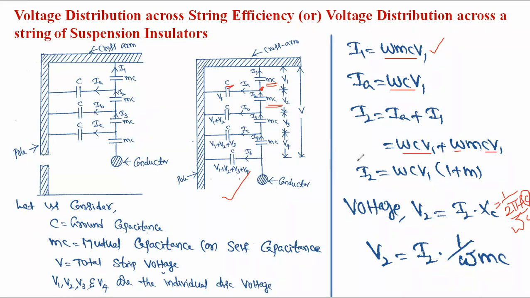Now, we already know the value of I2. What is I2? Substitute here, that is WCV1 into 1 plus M, by W into MC. Numerator W, denominator W, numerator C, denominator C gets cancelled. Finally we are getting 1 by M into V1 into 1 plus M.